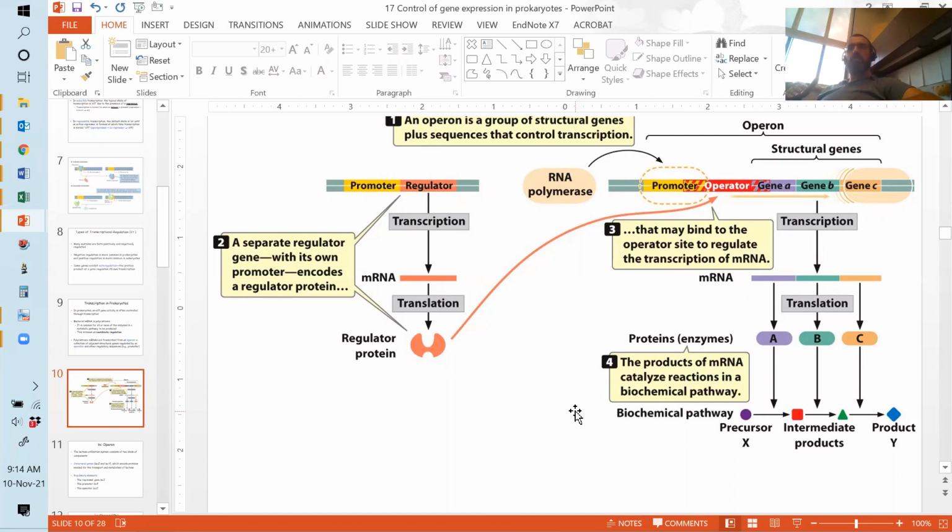Big fold changes, right? You can go from very next to no transcription, and some of these promoters are a little bit leaky, right? So even if a regulator is able to bind, sometimes it's not always bound, just stochastically. But essentially you go from next to zero to full chat, maybe 1,000-fold increase in transcription, right? So big difference.